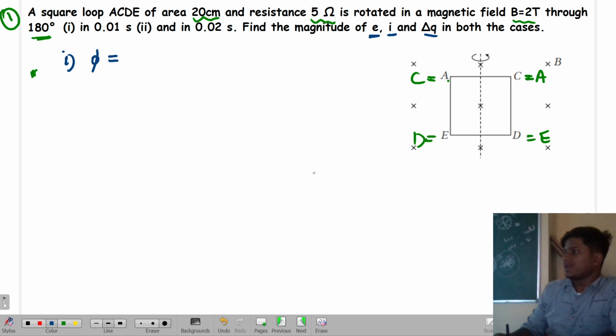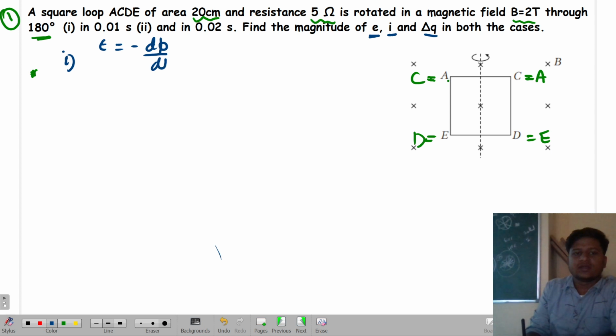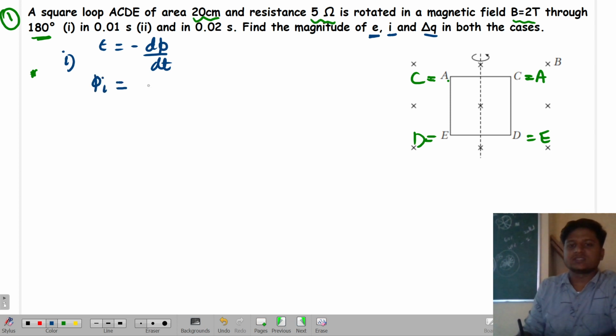So first, what is the formula of EMF? EMF is equal to minus of d phi by dt. Got it or not? Yes or no? So now look over here. Can you calculate flux initially? How much is that going to be?